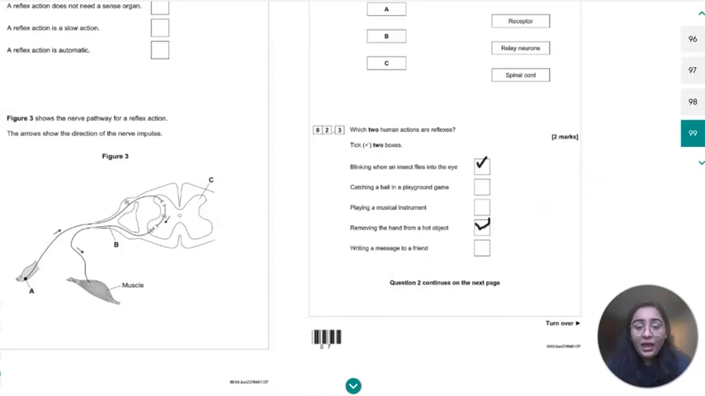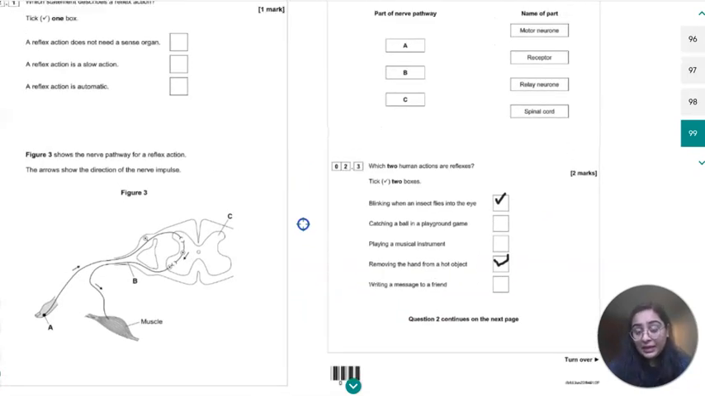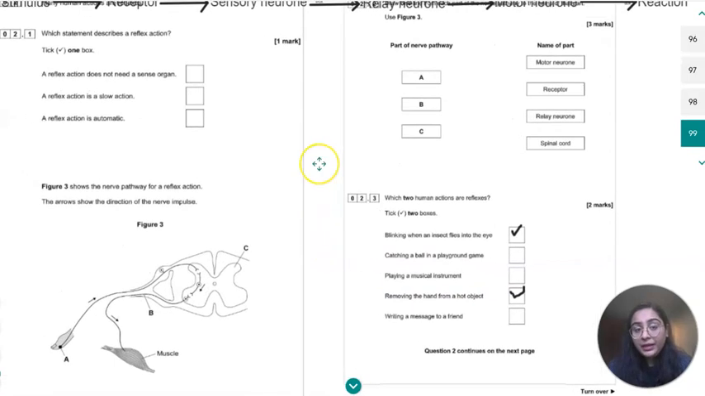So that is a potential way that reflex actions can be brought up in an exam scenario. And now we're going to move on to the next part of this, where we're going to take this reflex action and put it into the form of an experiment. So we'll go into that later.